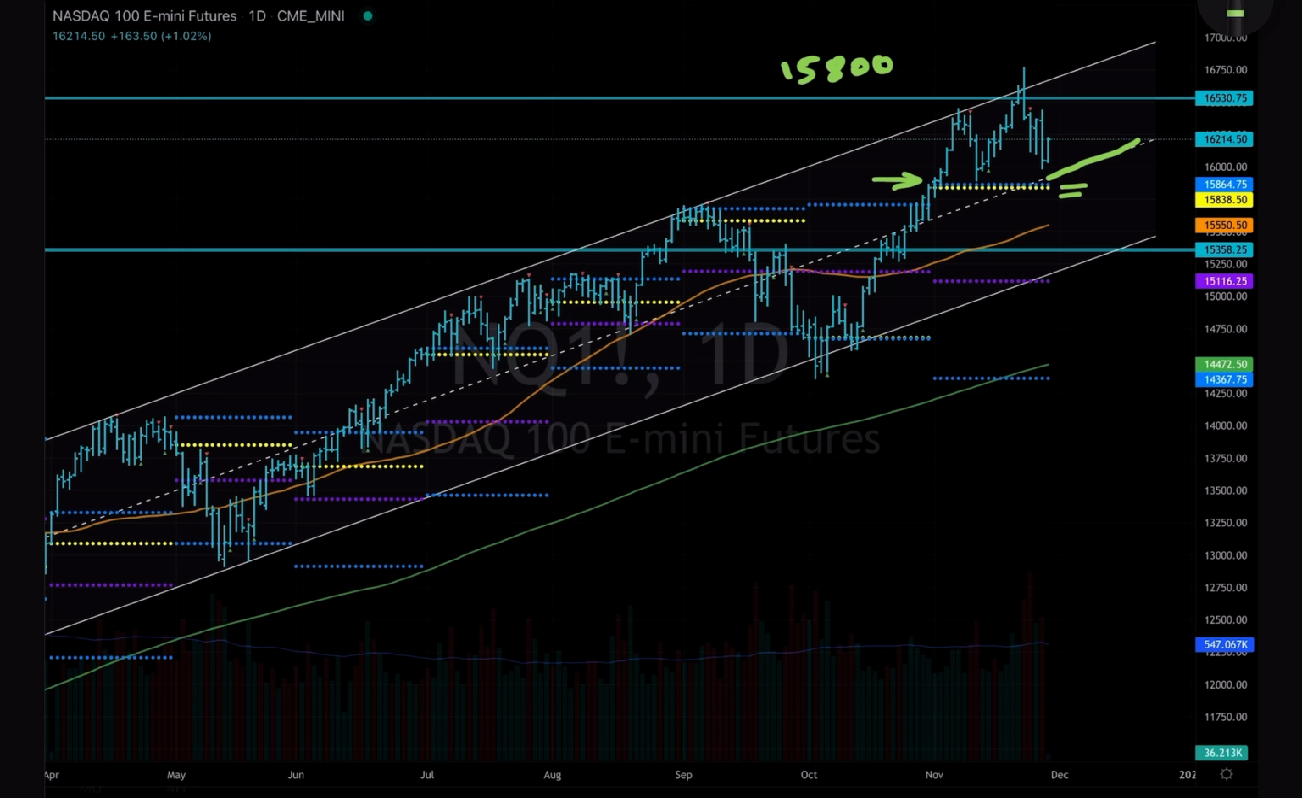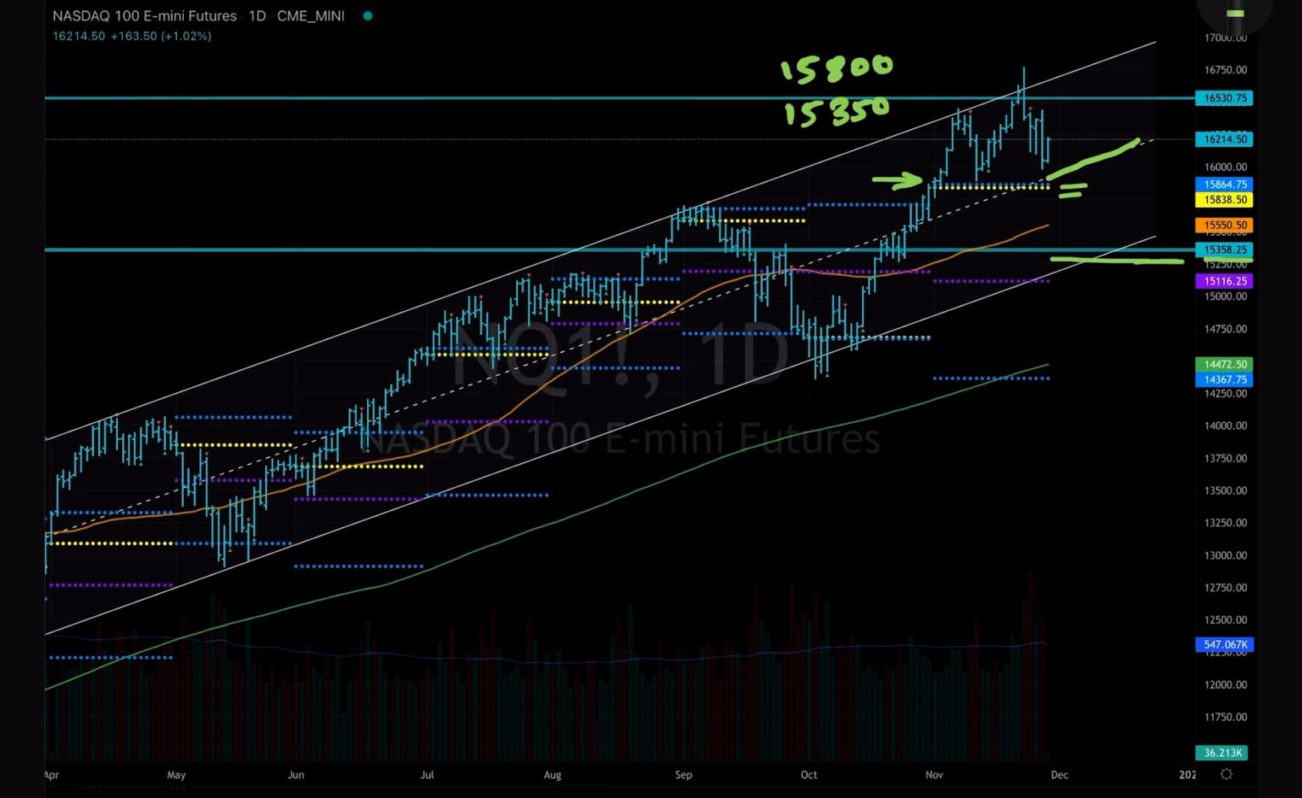If it breaks that level, the worst case scenario, then we have our next key level, which is our predictive analysis level, denoted in the blue line here. This level is 15,350. So 15,350 is our next level to watch. This is a very, very strong support level. We have to find the reaction at that level and then make a call based on that.